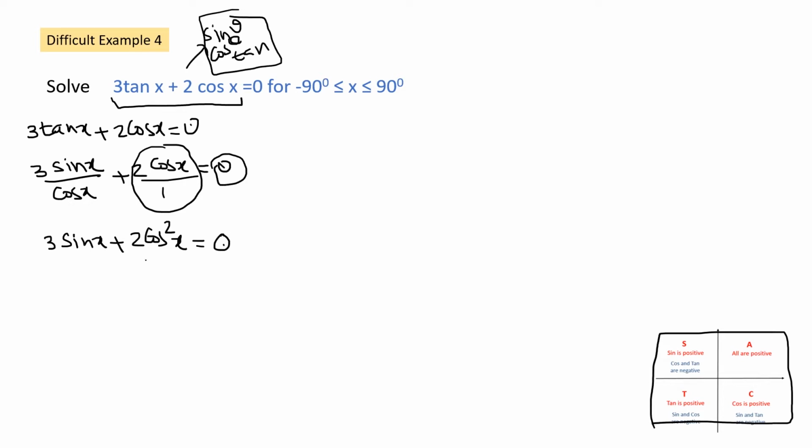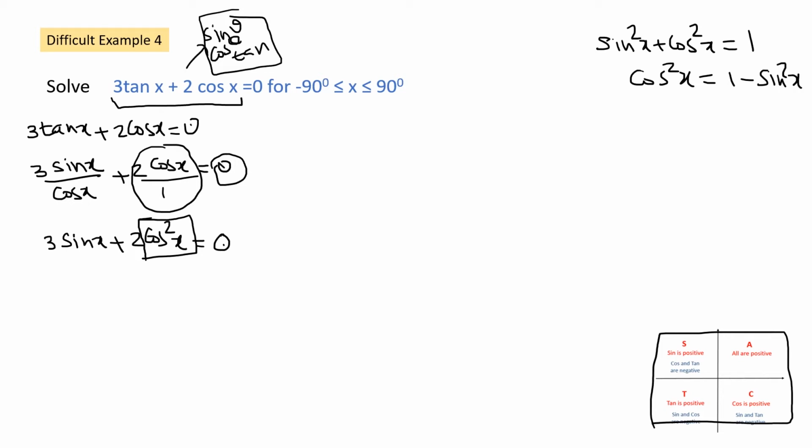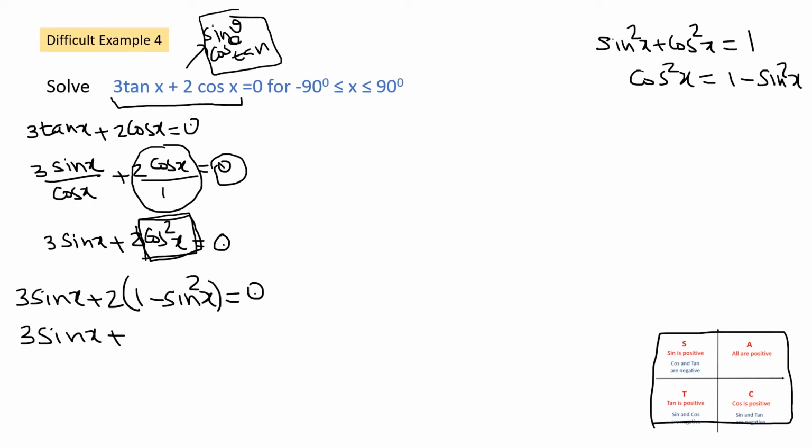Now we can use our second trigonometric identity to replace cos squared x. So what is the second trigonometric identity? It says sin squared x plus cos squared x equal 1. Therefore, cos squared x equal 1 minus sin squared x. So let's replace cos squared x with 1 minus sin squared x. So 3 sin x plus 2 times (1 minus sin squared x) equal to 0. If you expand the bracket, it would be 3 sin x plus 2 minus 2 sin squared x equals 0.